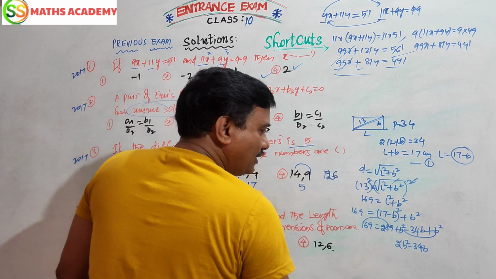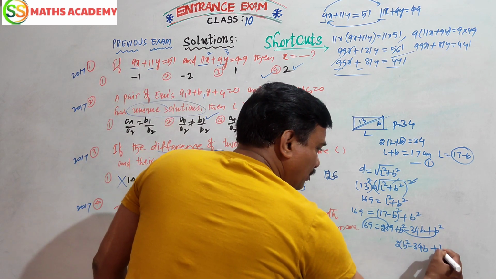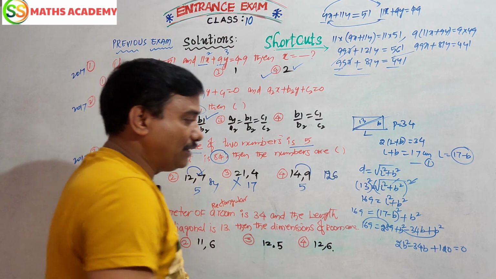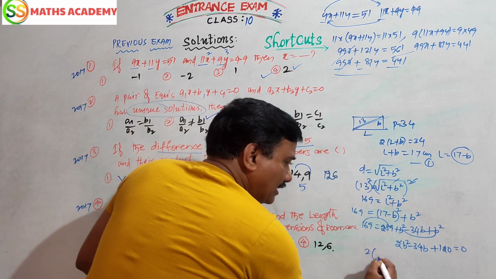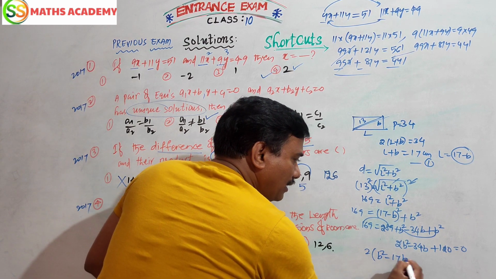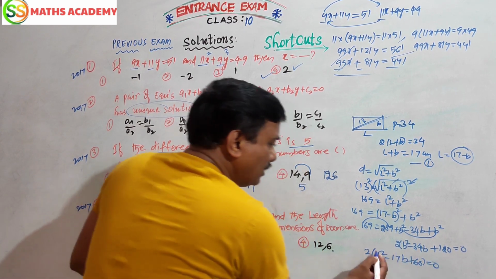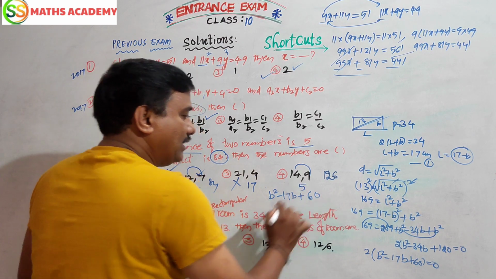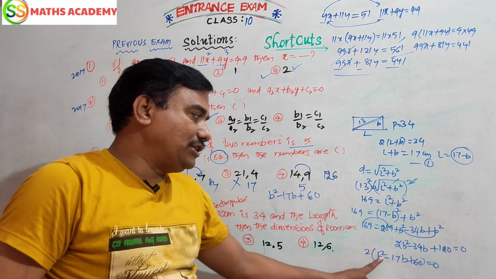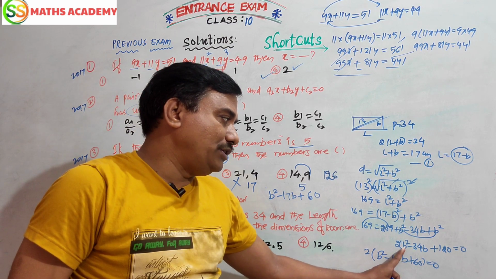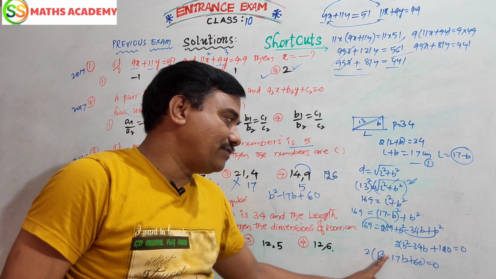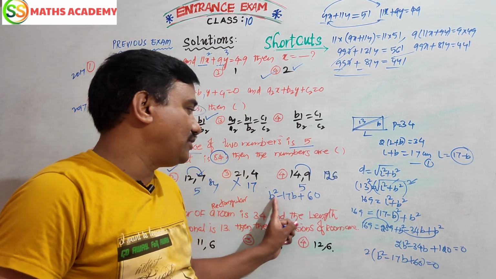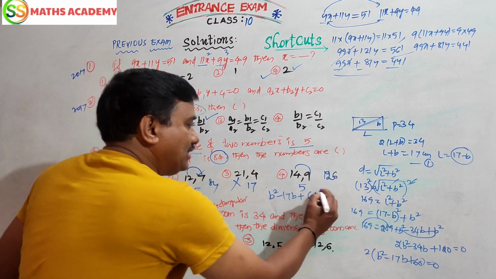Now transfer to this side, we are getting minus 169, so 289 minus 169 is 120, plus 120. Now take the common: 2b square minus 34b plus 120 is equal to 0. So what is the quadratic equation? Taking common 2 from 2b square, 34b, and 120, common 2 gives 60. So I am getting b square minus 17b plus 60 is equal to 0.